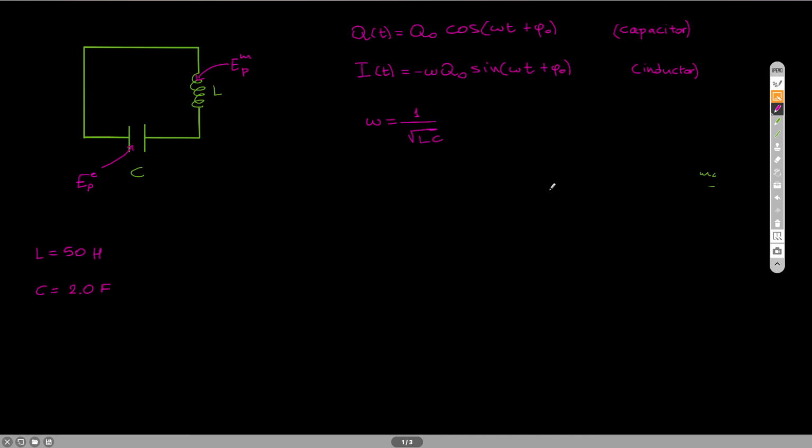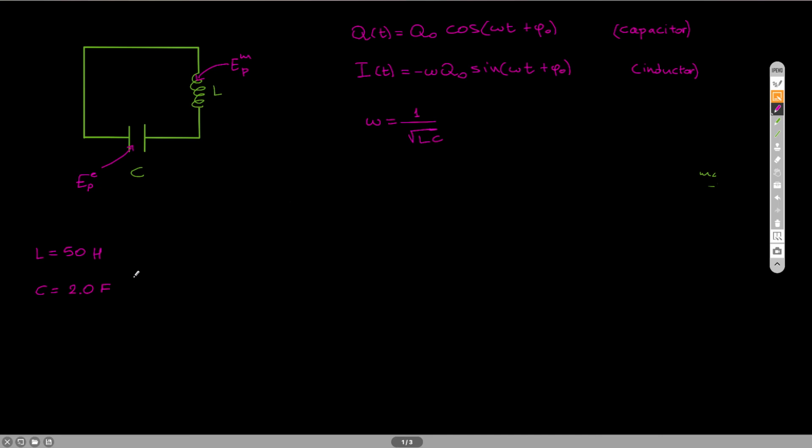In this video, I will show you how to use the expression for the charge on the capacitor and the current in the inductor. I have written those expressions here. The charge refers to the capacitor, the current refers to the inductor, and the constant omega is 1 over the square root of LC.